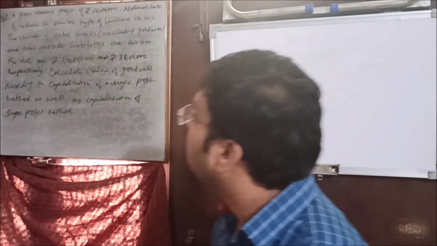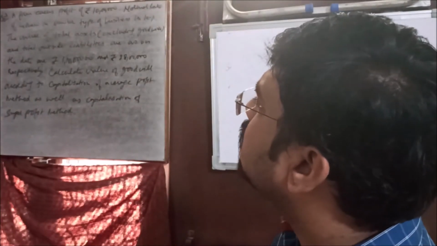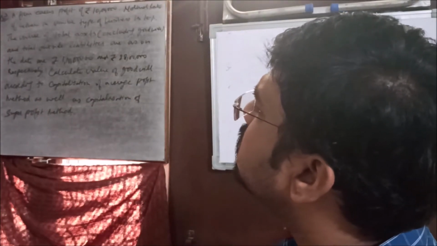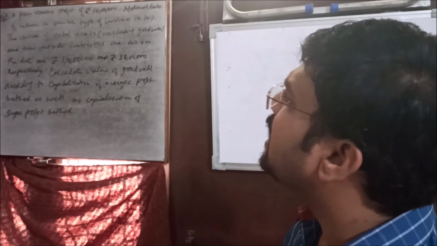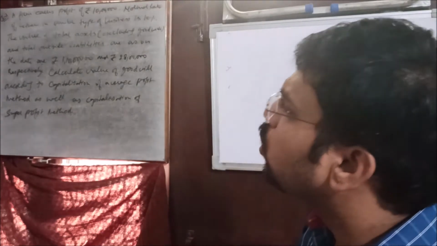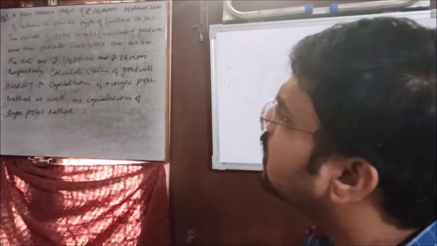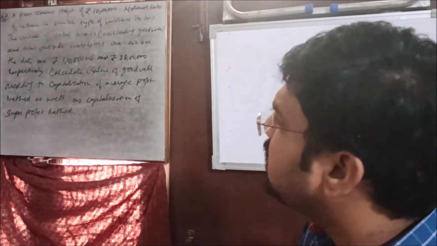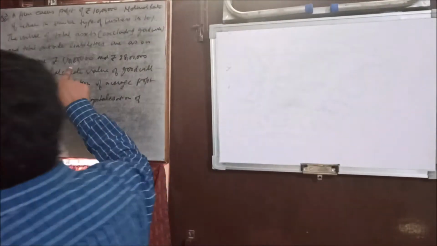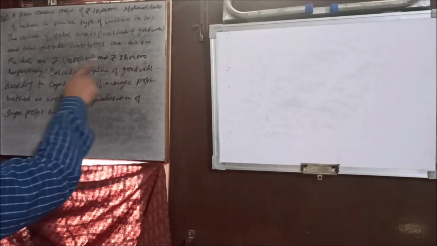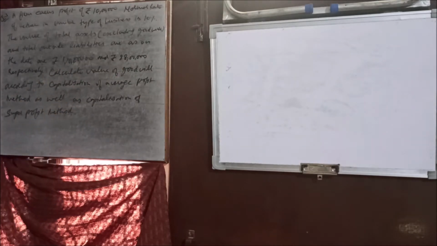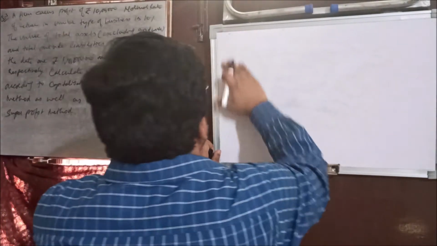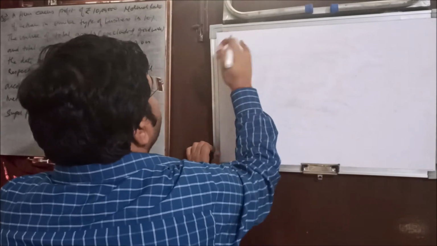Let's read the question. A firm earns profit of rupees 10 lakh. Normal rate of return in similar type of business is 10%. The value of total assets excluding goodwill and total outside liabilities as on the date are rupees 1 crore 10 lakh and rupees 28 lakh. So this is the value of the assets and this is the value of the liabilities. Calculate the value of goodwill according to the capitalization of average profit method as well as the capitalization of super profit method. So very first, attempt this through the capitalization of average profit method.